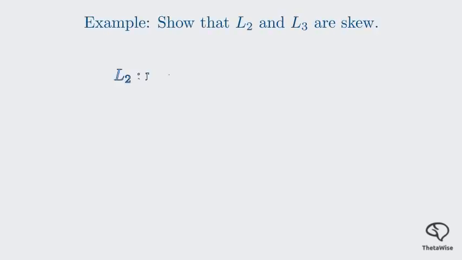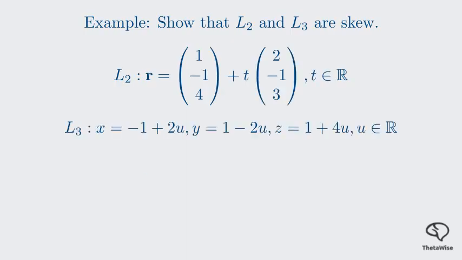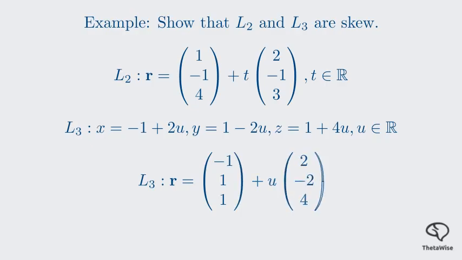Now, let's explore a case where lines in 3D do not intersect and are also not parallel. This is the definition of skew lines. We'll use another example from the notes to illustrate this concept. First, let's write L3 in vector form for consistency. r equals (1, 1, 1) plus u times (2, 2, 4).